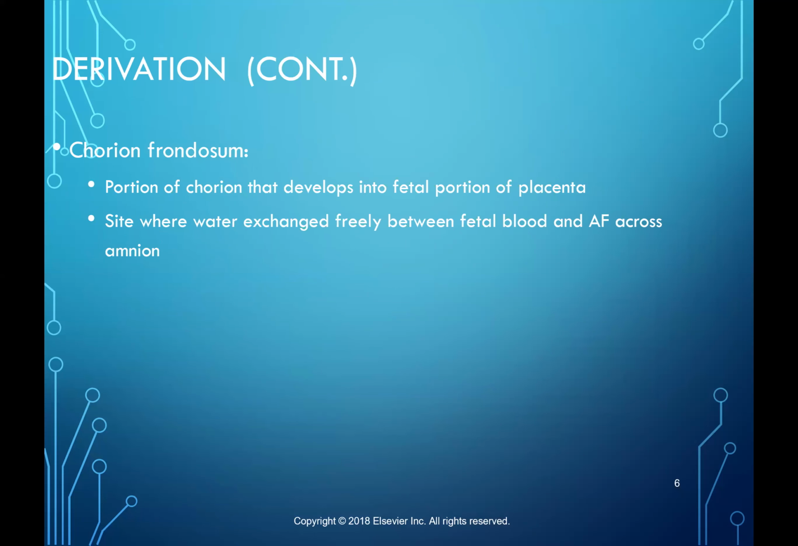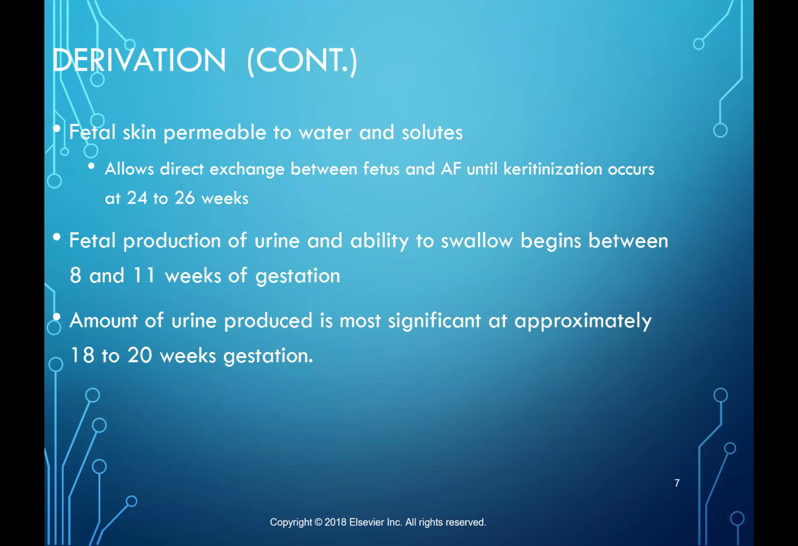The portion of the chorion that develops into the fetal portion of the placenta is the chorion frondosum, and it's a site where water is exchanged freely between the fetal blood and the amniotic fluid. The fetal skin is actually permeable to water and solutes and allows direct exchange between the fetus and the amniotic fluid until keratinization occurs at 24 to 26 weeks.